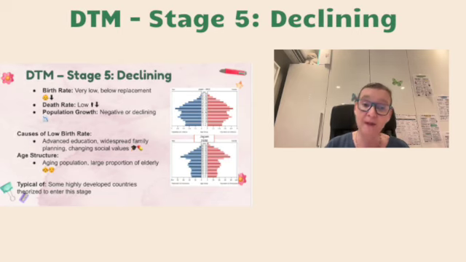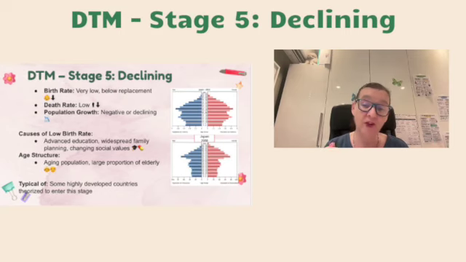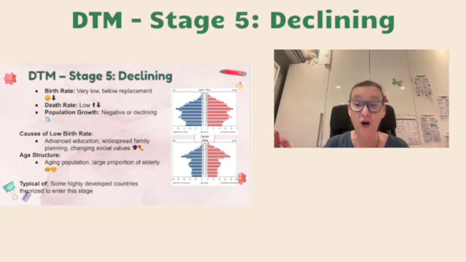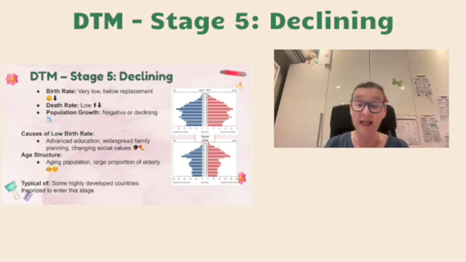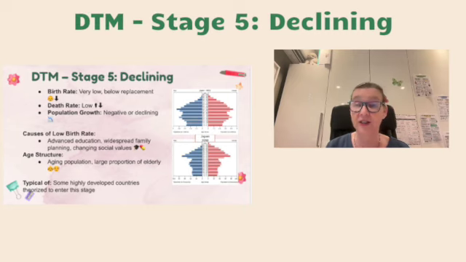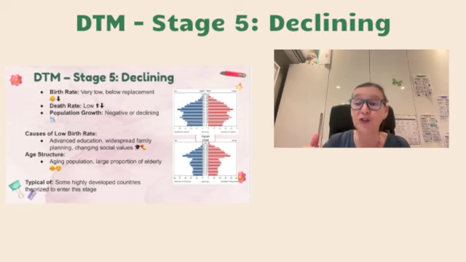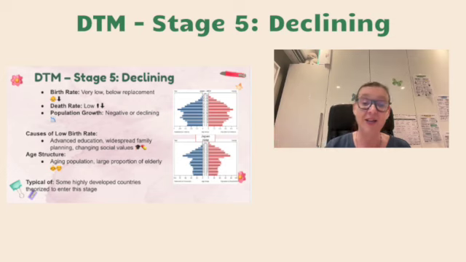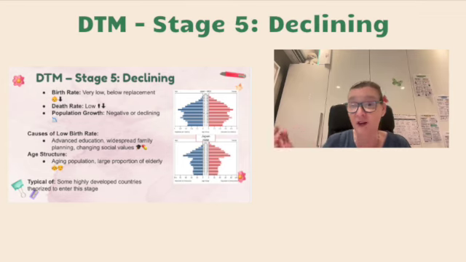However, since fewer babies are being born, the population begins to age. The proportion of elderly people grows larger while the young population shrinks. And this increases the aging population, which can lead to challenges such as labor shortages, rising healthcare costs, and economic strain as fewer workers are supporting those who are retired. Countries like Japan, Italy, and Germany are often cited as examples that may be entering this stage 5 phase.